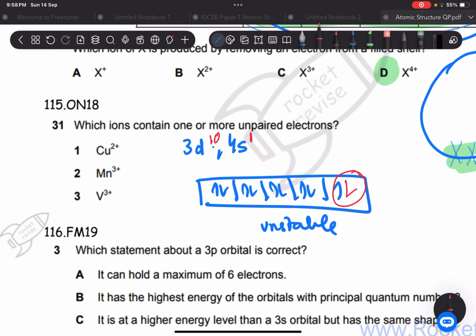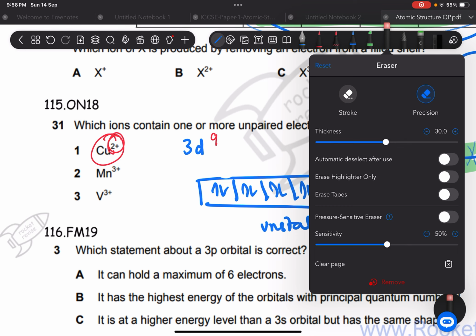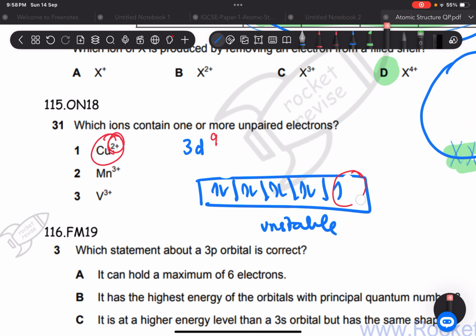And now since I have to form an ion, I have to remove 2 electrons. So the first electron I'm going to remove from 4s, and the second electron I'm going to remove from 3d. So 4s is going to be all removed, and it's going to become 3d9. So first write for the atom, then for the ion. Okay, which ions contain 1 or more unpaired electrons? So for 3d9, this electron is going to be removed, and now we have 1 unpaired electron over here. So yes, this contains one. Now it's time for Mn3 plus.